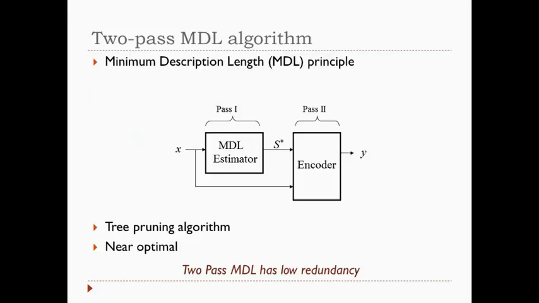The technique that we use for universal compression is a two-pass minimum description length technique, where we have data, and then we perform tree pruning to give us the best tree source S star, and then that best possible source is used by an encoder that looks at the data, the input x, to compress it, and finally what we encode is the structure of the best source and the compressed data. Now, it so happens that this two-pass MDL approach has low redundancy.